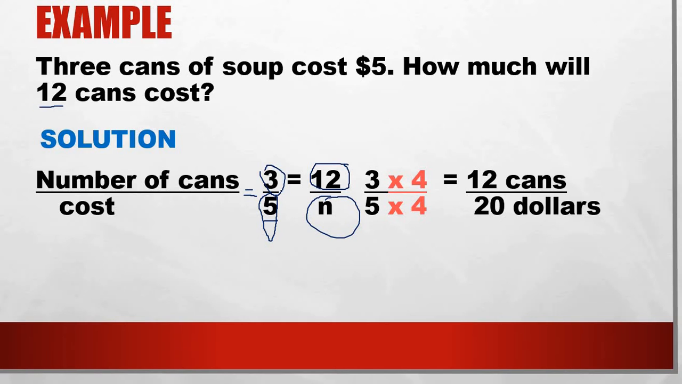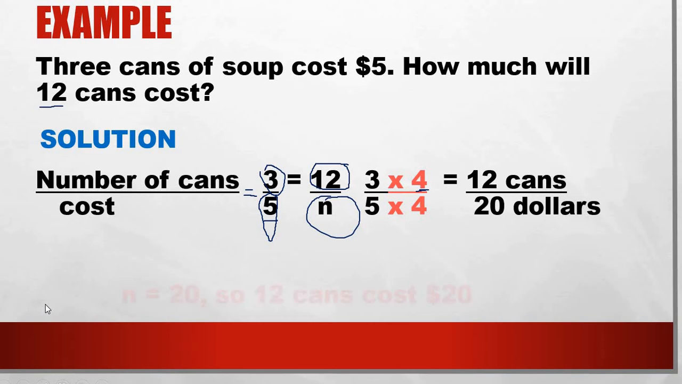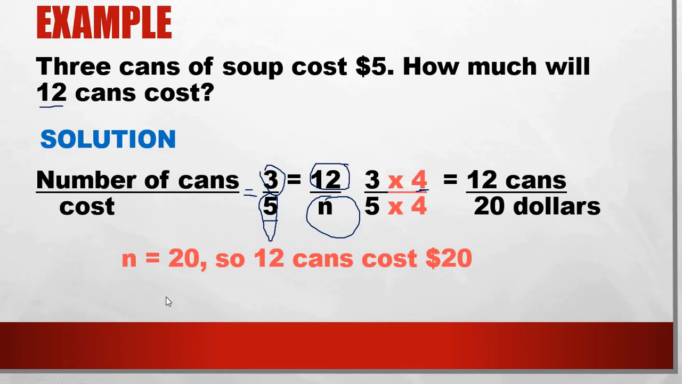Now what I did is I asked myself, what should I multiply 3 by to get 12? And I figured that is 4. Now I'll do it for both the number of cans and the cost. So both becomes 12 over 20. So for 12 cans, I'm having $20. I will buy 12 cans for $20. Is that clear? Good.